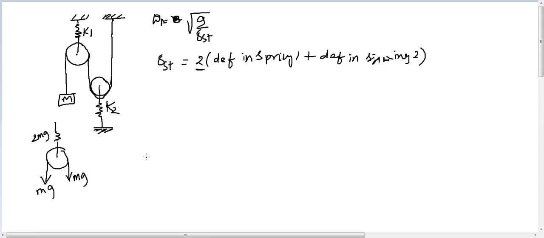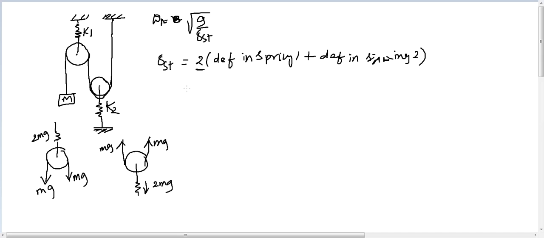Like that, if you draw the free body diagram for spring 2, we have the ropes like this, and the tension is same everywhere in the string. Here is mg, and here also we have mg, and the spring force will be acting in the downward direction, and that must be equal to 2mg. So total upward force must be equal to the total downward force. So the spring force must be equal to 2mg. Here also we have the spring force in spring 1 is 2mg.